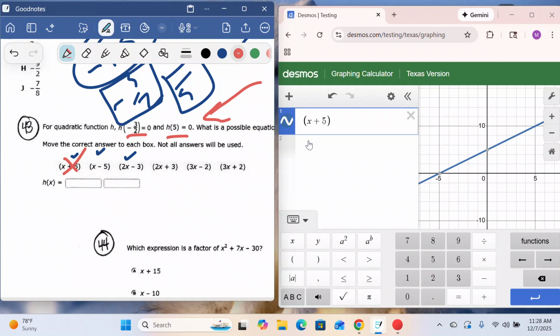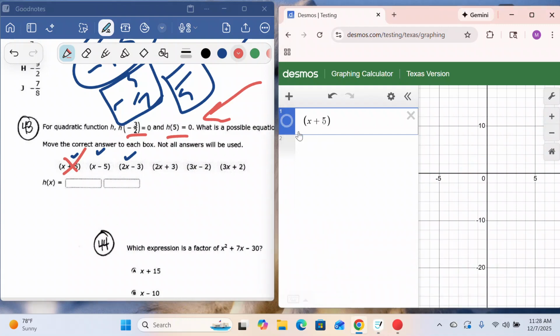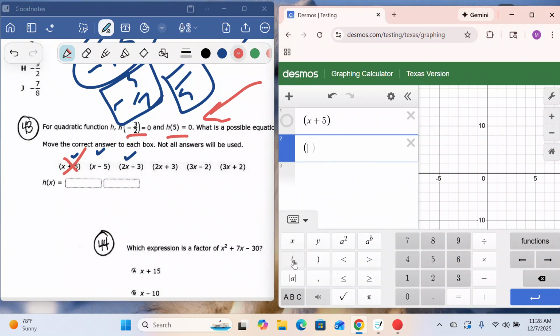Then I go ahead and put in my next one, and I can leave that one there. I'm going to go ahead and input the next one, and it's going to be x minus 5. Close, and then again, I'm going to go ahead and get rid of this. -1.5, and the factor is 5. So this one is one of our answers. I will drag and drop.